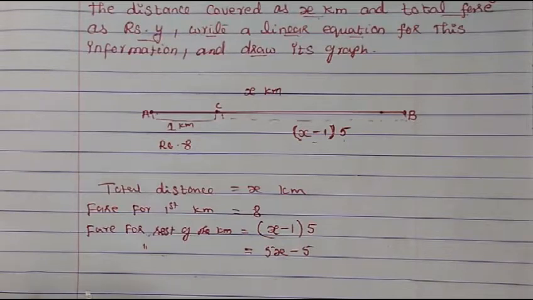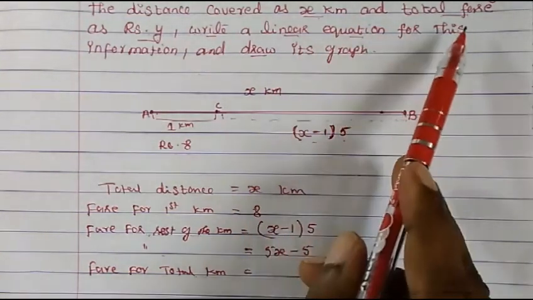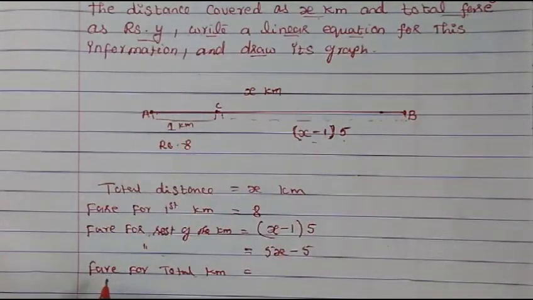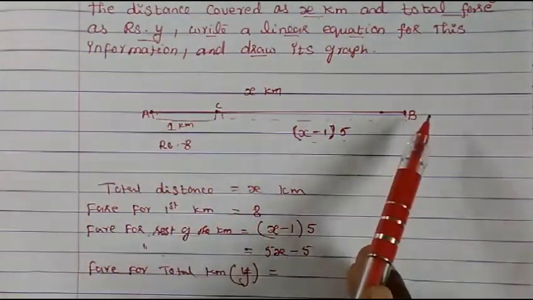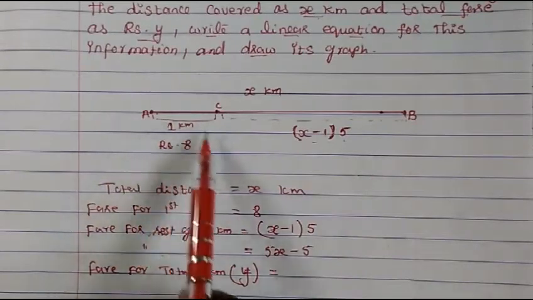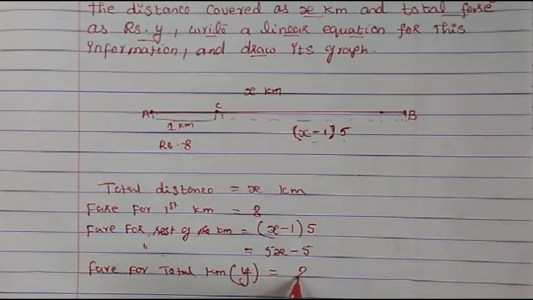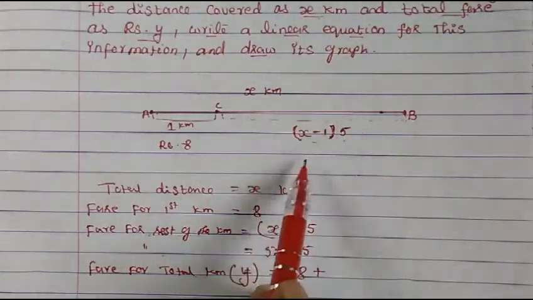Now the fare for the total kilometer. Let's consider total fare. That means this is the total fare, right? Total fare we have considered as y. So now the total fare will be how much? The total fare will be the first kilometer fare that we are paying, plus whatever we are going to pay for the remaining kilometers.